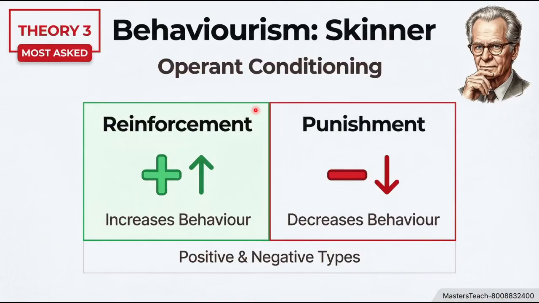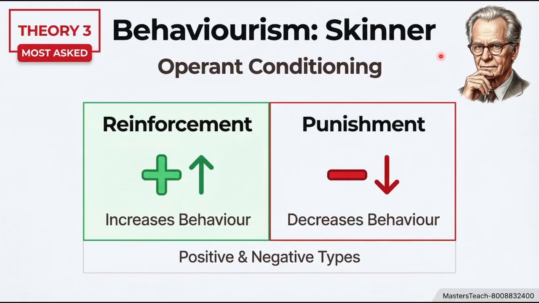Then behaviorism, which is proposed by Skinner. This is also called operant conditioning. Just remember the psychologist's name. Here reinforcement increases the behavior, whether it is good or bad. Punishment decreases the behavior. When reinforcement is given, negative things or positive things can happen. When punishment is given, then negative things happen.